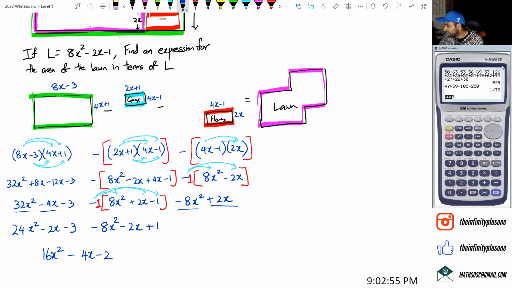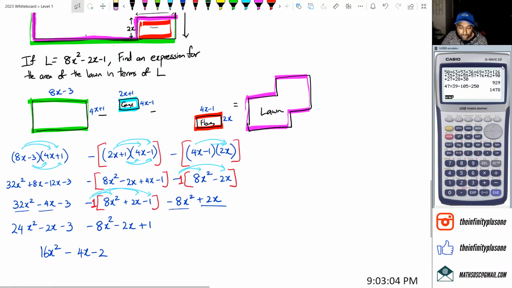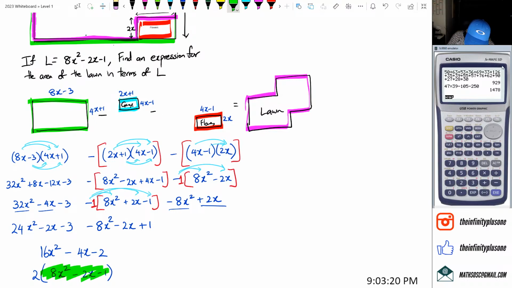Now this is what my final answer is. But if you look at the question itself, the question says L equals 8x squared minus 2x minus 1. And if I look at my final answer, I've got 2 as a common factor, so I'm going to take it out. And when I take out 2 as a common factor, I'm going to get 8x squared minus 2x minus 1. Basically, this entire thing is L.